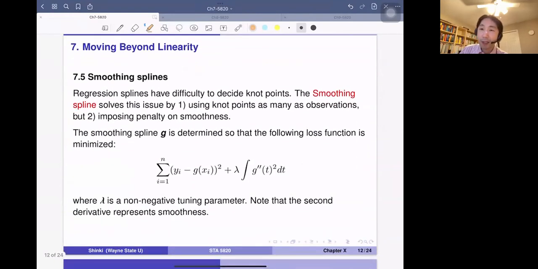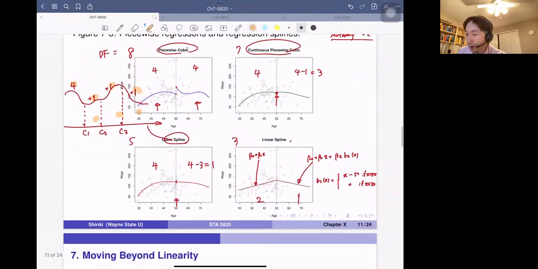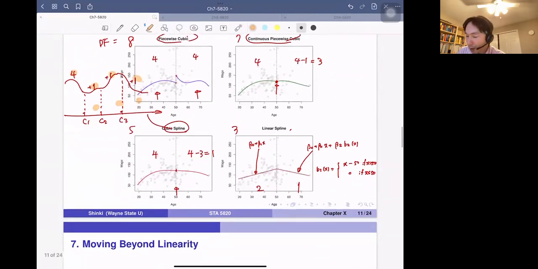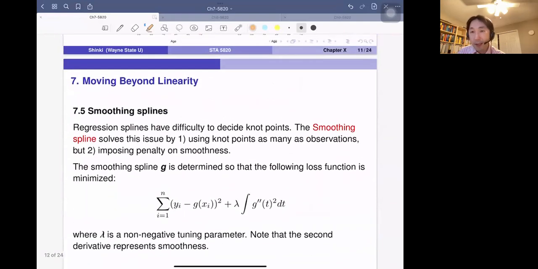And the next one is the smoothing splines. So this is a good one because often it's really hard to decide knot points. Hopefully we don't want to decide knot points because we are not sure how to optimize it, how to choose the best knot points. Also, the number of knot points is not clear. So the smoothing splines solve that question. And basically, we don't really have to worry about the knot points. The idea is that we prepare as many knot points as possible.